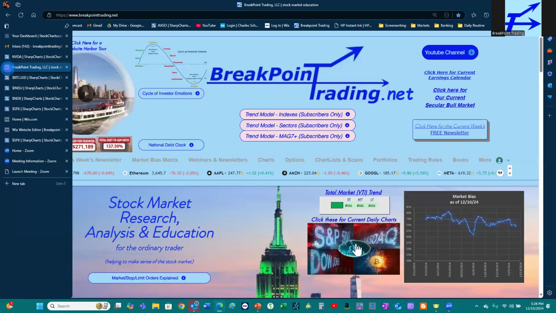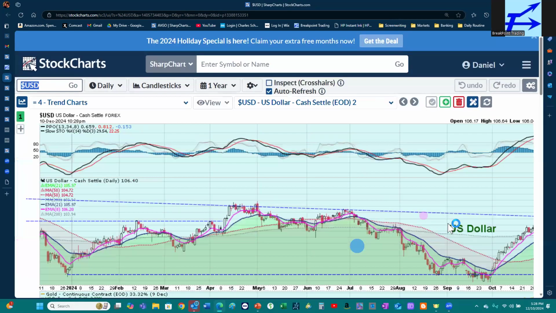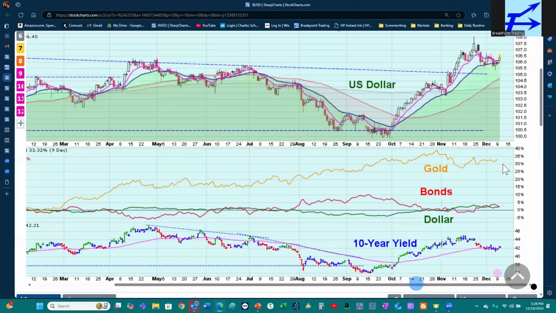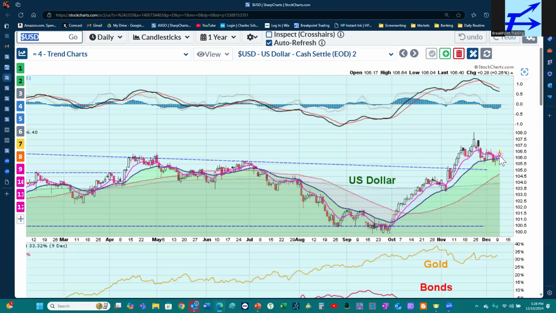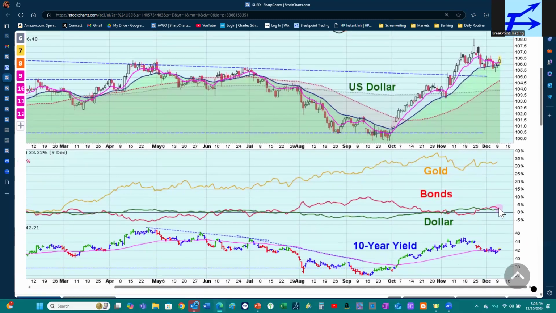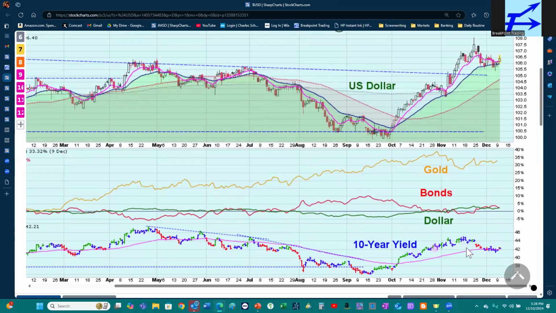Out of curiosity, let's look at the dollar, which is this one right in the middle. The dollar ticked up slightly, again right at the 21-day moving average, and started to tick up. Gold went up a little bit. Bonds went down a little bit. Dollar went up a little bit. 10-year yield went up slightly. Really, the 10-year yield is flat, which is kind of what I'm expecting.